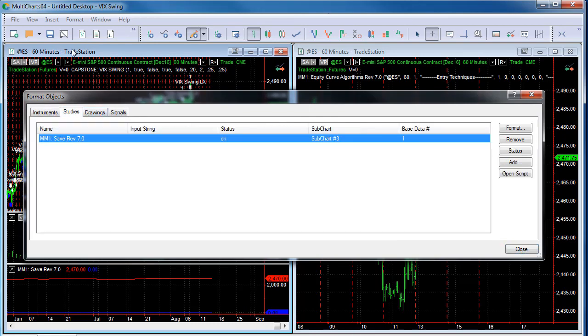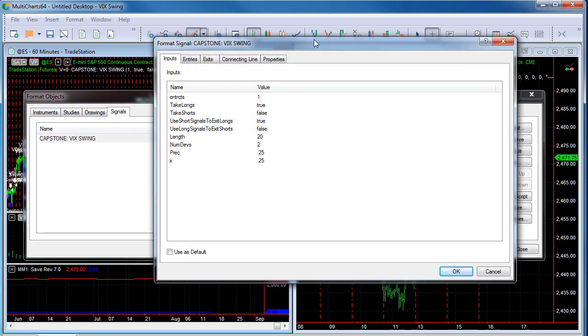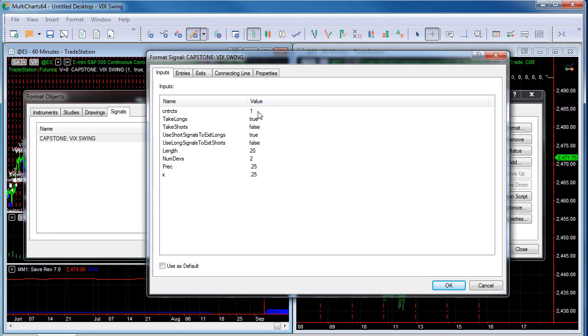You want to put this MM1 save Rev 7.0, and you see the indicator here at the bottom, and that will let the money management algorithm window here on the right read the data on the left and use that to determine when to trade. And the signal you're using is Capstone VIX swing, and here are the inputs. It's long only. We don't take shorts. Use short signals to exit longs. We do.